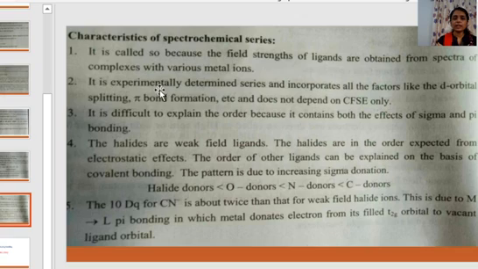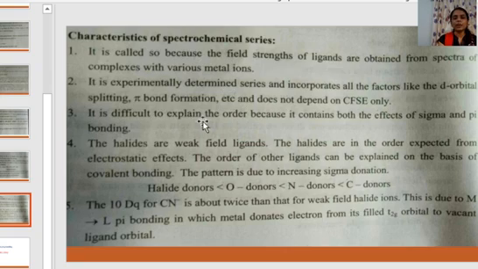It is an experimentally determined series and incorporates all the factors like d orbital splitting, pi bond formation, etc., and does not depend on CFSE only. This series is obtained by experimenting with various factors. It does not only consider the crystal field stabilization energy, but it also considers the d orbital splitting and pi bond formation. By studying all of this, the spectrochemical series is obtained.